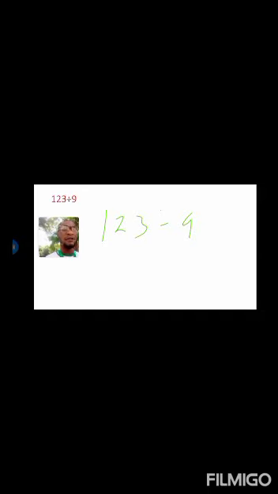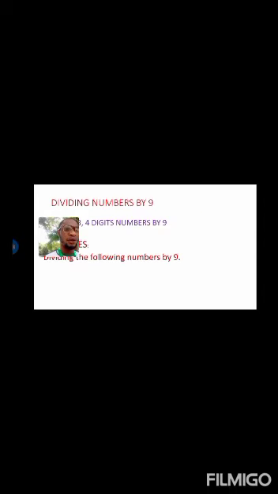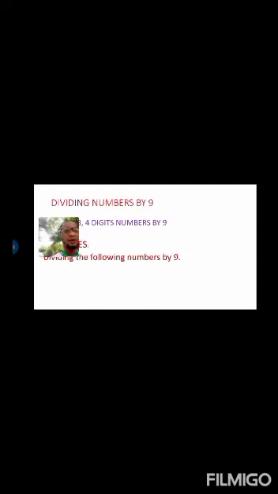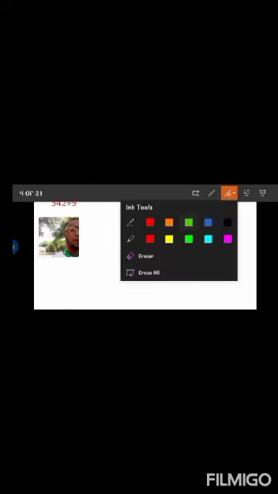What to do? You take the first number, so this is going to be 1. Our first digit is going to be in form of something like this. So this is what we have.